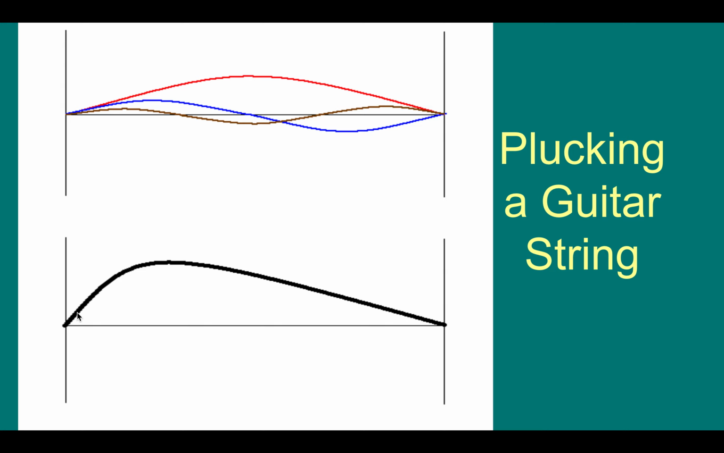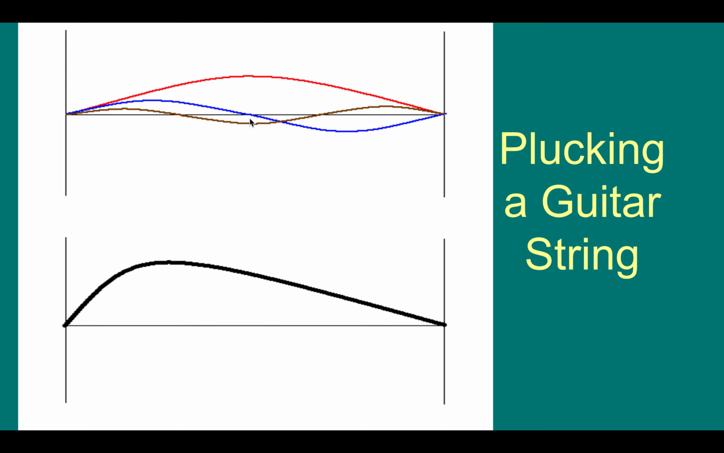Now, when a string is vibrating in an actual musical instrument, it's a bit more complicated than just having a single one of those harmonics playing. For instance, when you pluck or strum a guitar string, you're not strumming it exactly in the center. Perhaps this is exaggerated, but maybe you pluck it down here near one end of the guitar. This particular position of the string could be a representation of 3 different harmonics at the same time. Here the red would be my fundamental or first harmonic, the blue would be my second, and the brown would be my third.